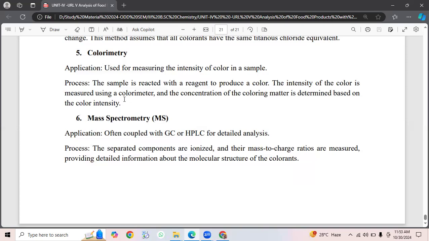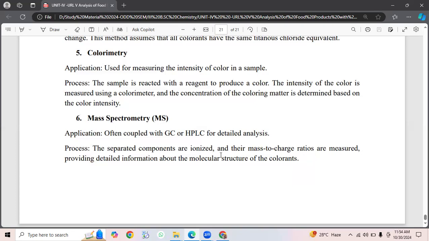The last method is mass spectrometry, MS. It is often coupled with GC or HPLC. It doesn't occur alone. It's combined with GC and HPLC for detailed analysis. GC-MS or HPLC-MS, like that, we connect them and get the accurate value for the food. The separated components are ionized. Suppose you are undergoing gas chromatography, the separated components are ionized and their mass to charge ratios are measured, providing detailed information about the molecular structure of the colorants.